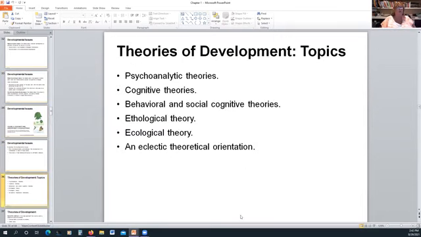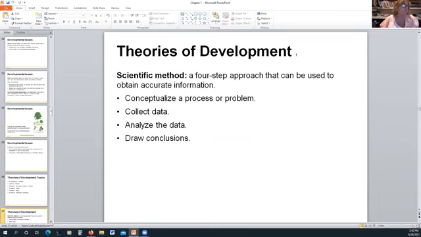Now, don't try and remember all of these theorists and all their stages at this point. Have a general idea, but don't make yourself crazy trying to remember all this first chapter, because I promise you, you're going to get them all throughout the semester.